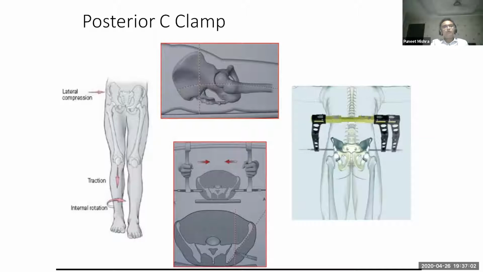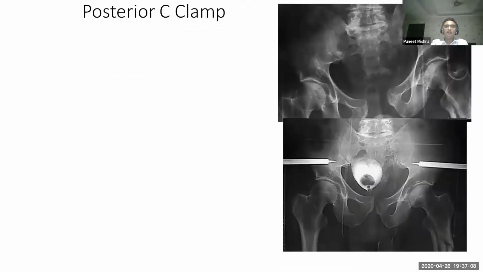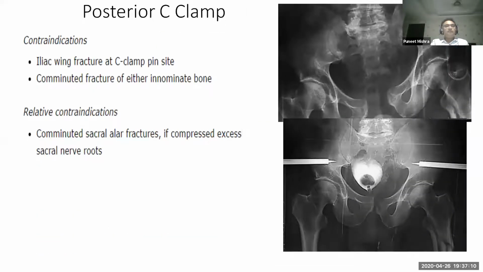So you can do it without a C-arm also, but you have to be careful while doing the same. While reducing, you have to apply lateral compression, traction, and internal rotation as you would do for an anterior frame also, to reduce the fracture and provide hemodynamic stability. Beware that if there are any fractures in the iliac wing or comminution at the entry site, you will not be able to use a C-clamp.